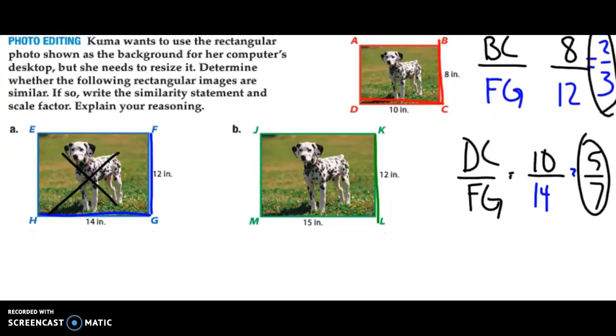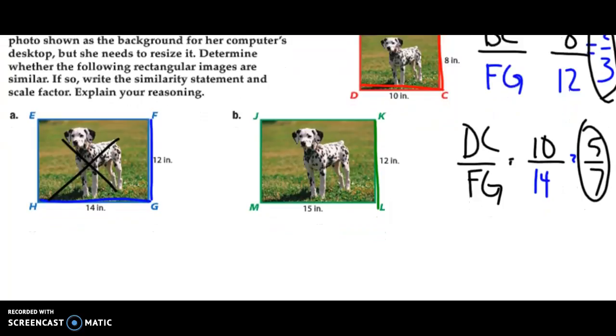Let's look at JKLM then. BC would have to be similar to KL. BC we said is 8, KL we said is 12. So 8 over 12 reduces to 2/3 again. Good, so far that's good. Next one.